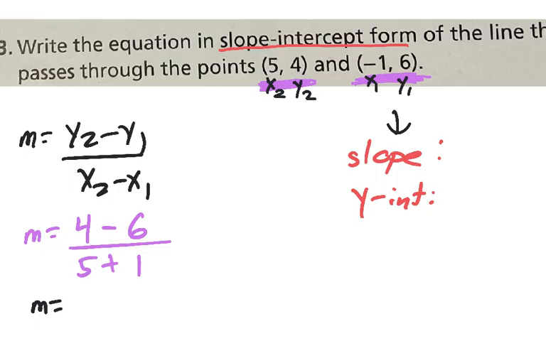So 4 minus 6 is negative 2. 5 plus 1 is 6. So I've got negative 2 over 6, which will simplify to be negative 1/3. And that was the slope. Any questions about how I found the slope?